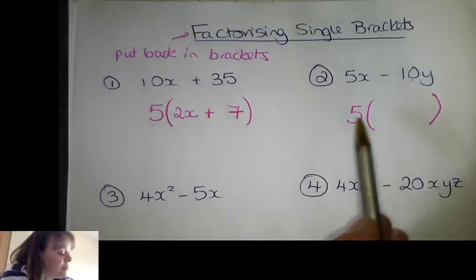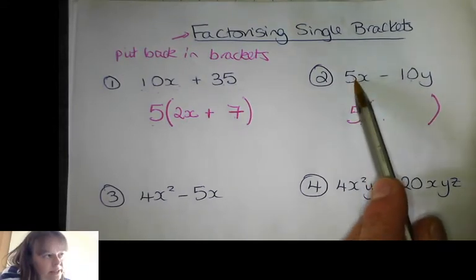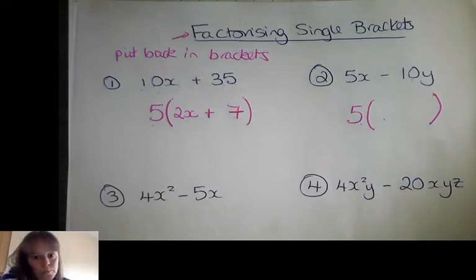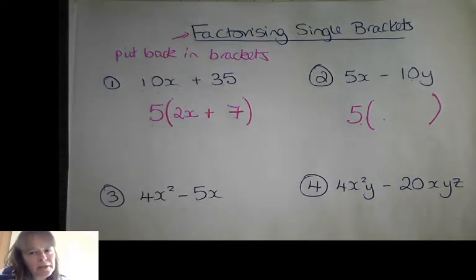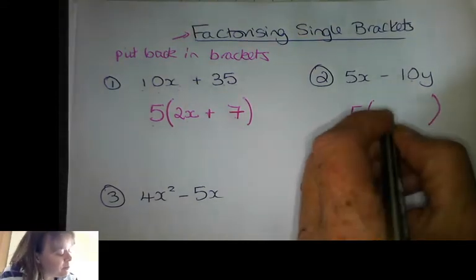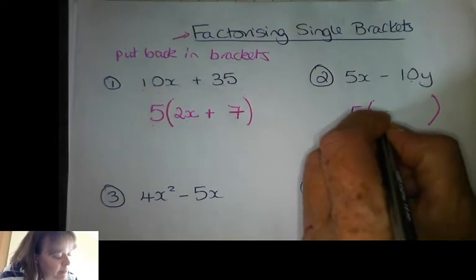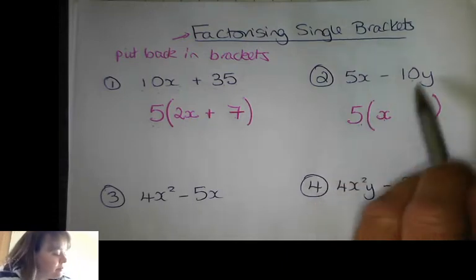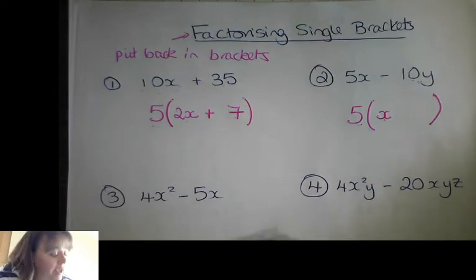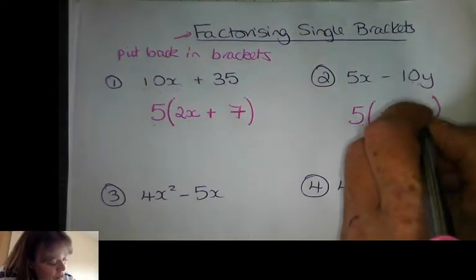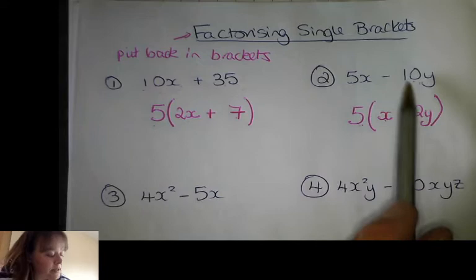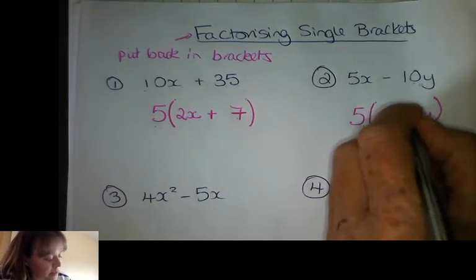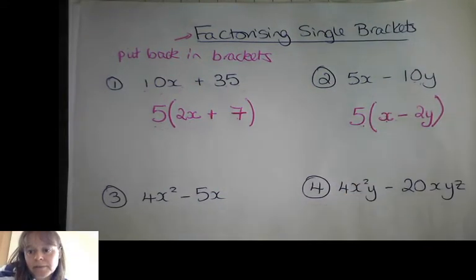So again, I say to myself, 5 times what makes 5x? Well, I think 5 times 1x makes 5x, but I'm going to try really hard to remember that instead of writing 1x, it's much better to just write x, because 1x is not as simple as writing x. Then I say to myself, 5 times what gives me 10y? 5 times 2y gives me 10y. And this time I need a minus sign in the middle, because there's a minus sign here and this is positive. Okay, a little bit harder.